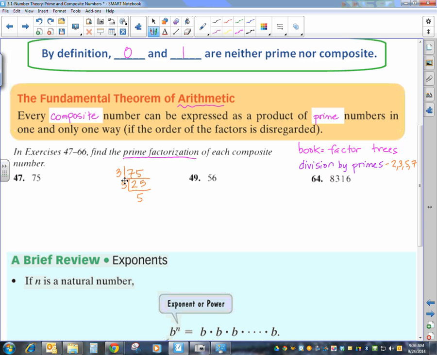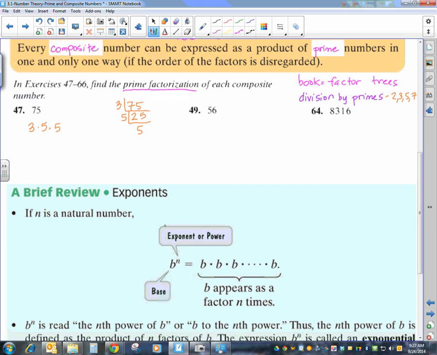Okay, that is my prime factorization. It would be 3 times 5 times 5, but we're big people now and we're going to use exponents. So I gave you a little review down here of exponents. Remember that when you use exponents, the exponent tells you how many times it appears as a factor. So this would be written as 3 times 5 squared. And that's how you want to write your answer. And this carries on with the fundamental theorem of arithmetic, but let's go from there.